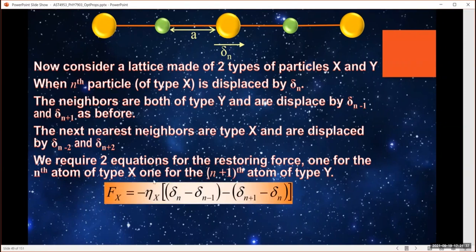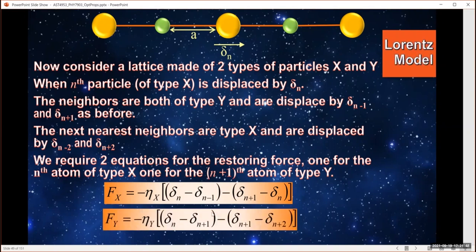What we find is that, again, just applying what we did before, where we've got a displacement of the atoms, we've got the f of X is just like it was before, but now f of Y is the next one along. So now we've got delta n minus delta n+1, and now it's the next piece across, which is the n+1 and n+2.